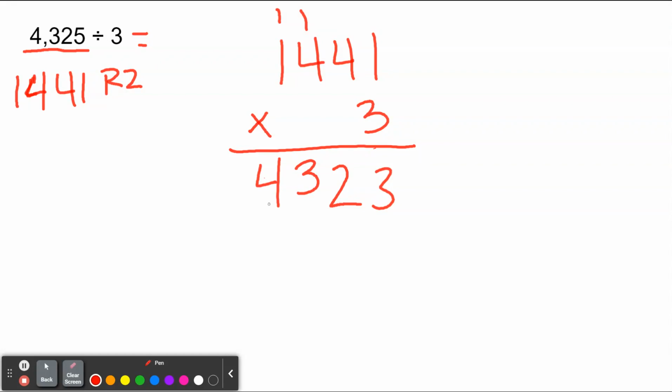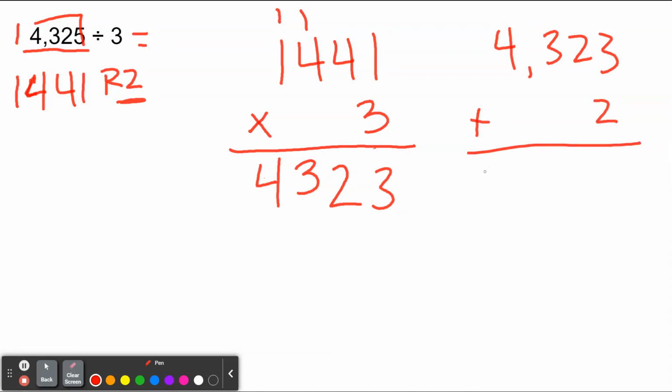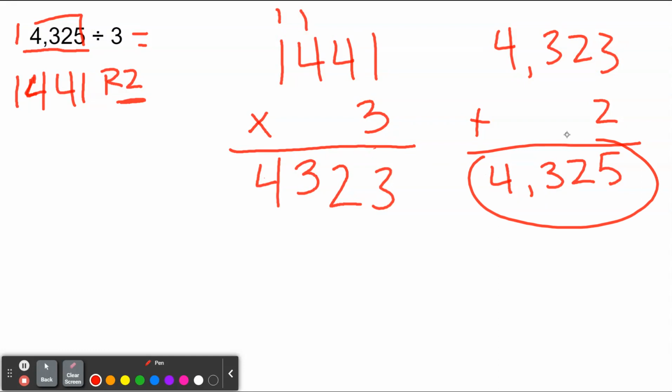Now I have 4,323, which is not quite the same as what our original dividend was, but we also had a remainder of 2. So if I take that 4,323 and add my remainder of 2, that will give me 4,325, which is the same as our dividend. So we did our math correctly.